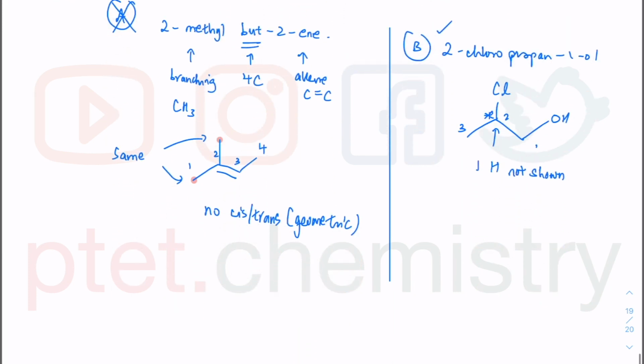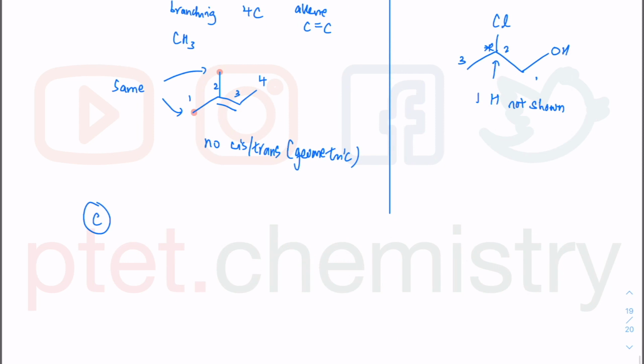Let me just quickly go through the other options. Difluorochlorobromomethane. So you have a methane, and then you have difluoro, and then you have chloro and bromo. Okay, so obviously these are the same, and therefore you have no chiral center. Okay, so it's not optically active. There are no optical isomers.